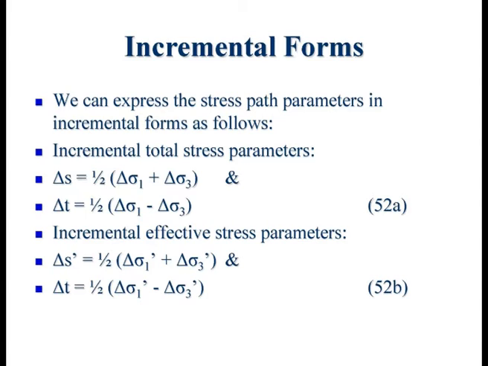In a triaxial compression test, only the axial load is increasing, right? The radial stress, which is the cell pressure, is constant. So immediately we can say in total stress, delta sigma 3 is 0. There's no change in sigma 3, correct? So there's only change in sigma 1. Then delta S is equal to half of delta sigma 1 because this is 0. Delta T is also equal to half of delta sigma 1. So in other words, delta S equals delta T, or delta T over delta S equals 1.